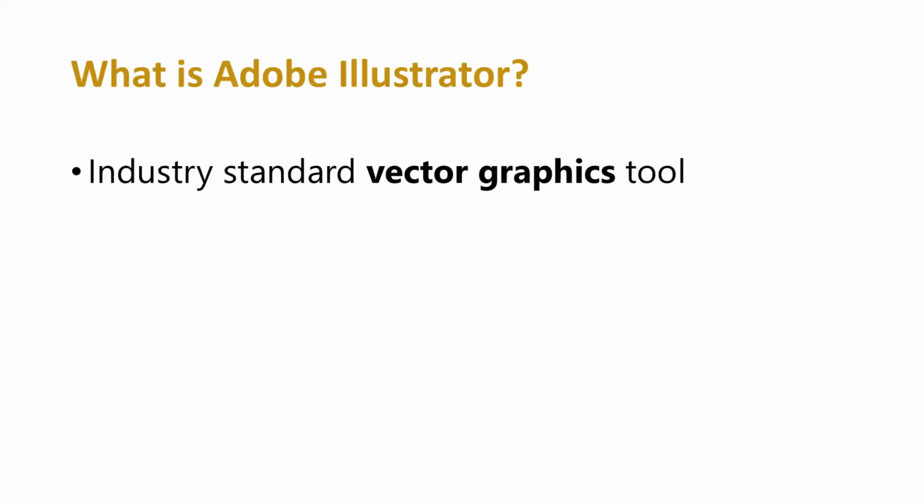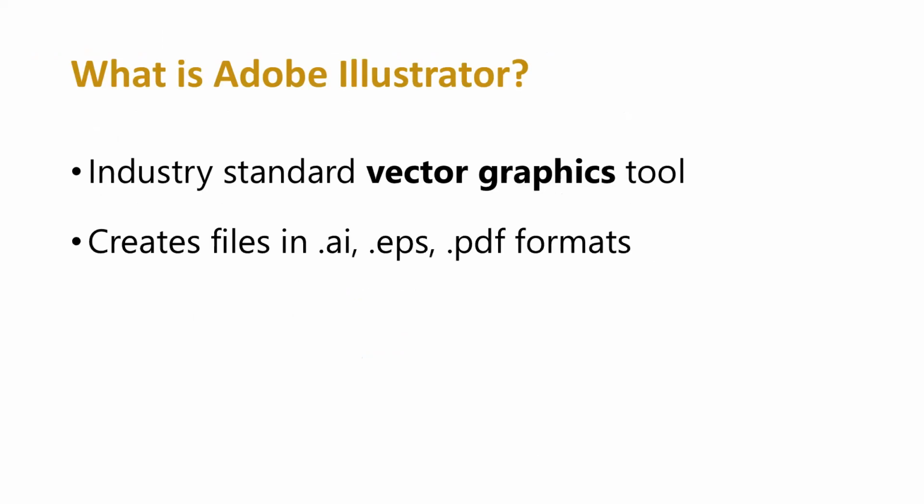All right, what is Adobe Illustrator? Adobe Illustrator is an industry standard vector graphics tool. It creates files with the extensions AI, which stands for Adobe Illustrator, EPS, and PDF. EPS stands for Encapsulated PostScript. It was invented by Adobe in the 90s, and it's basically just a way to package the type of vector graphics that you create in Illustrator in the similar way that a photographic image file is stored as a JPEG.